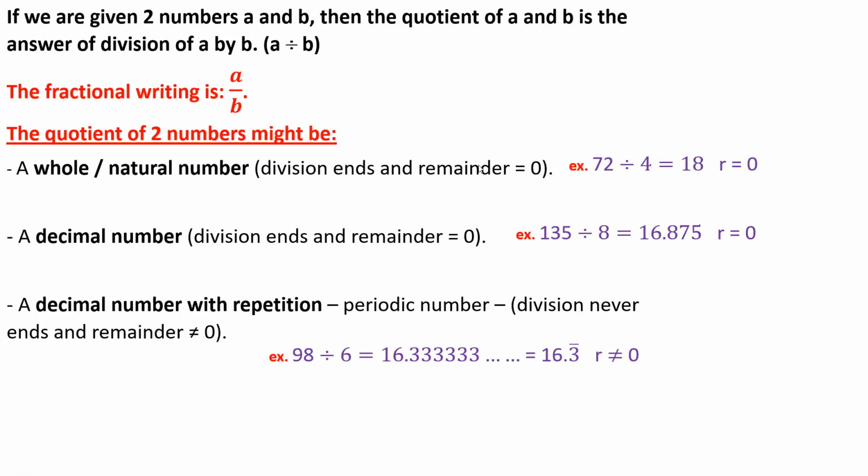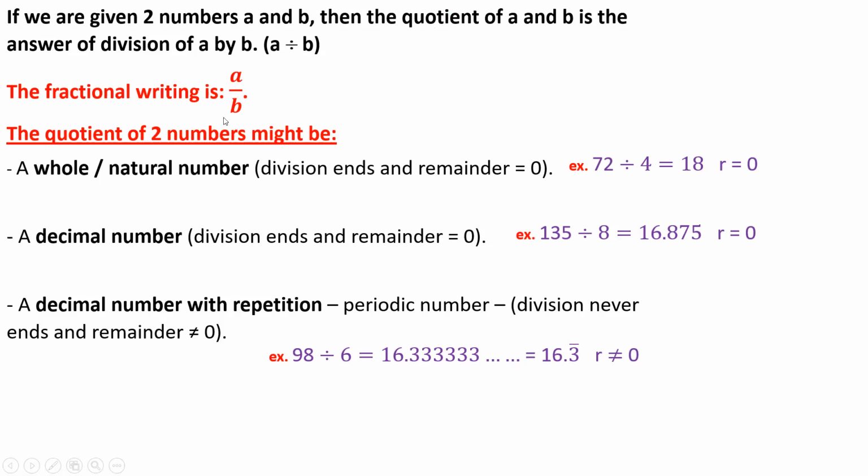And this is another example. Now, if we are given two numbers, A and B, then the quotient of A by B. What do we mean by quotient? Quotient is the answer of division. So the quotient of A by B is the answer of division. If we divide A by B, we get the quotient. The fractional writing is, if I say A divided by B, I can also write it as a fraction, A over B. So A over B means A divided by B.